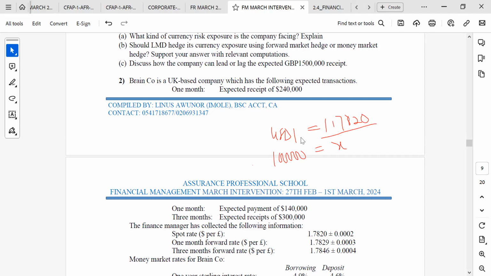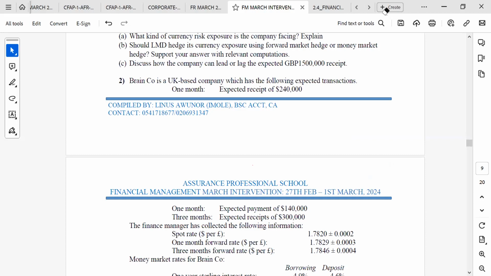The first currency will always be the one, and the other one will be the one given to you. But look at how this has been quoted. You can see that they have given you 1.7820 plus or minus 0.002.